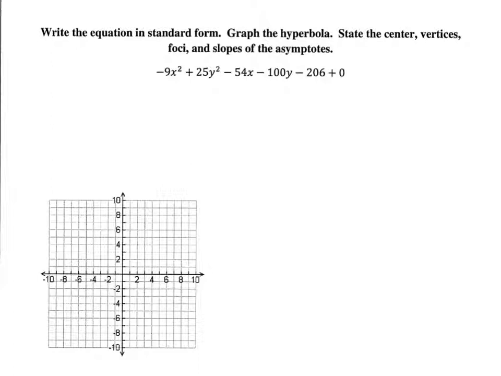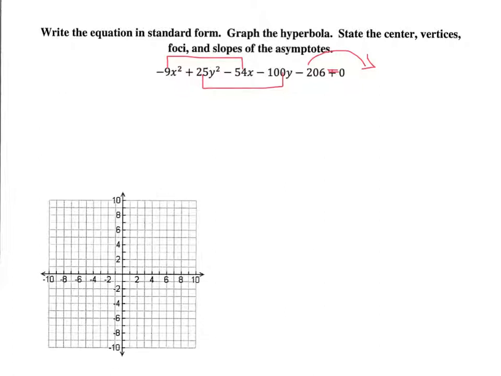So we have to start by matching up the x terms, matching up the y terms, and completing the square with those, forming perfect square trinomials. This should have been an equal sign. We have to move 206 to the other side, and balance the equation as we're completing the squares.